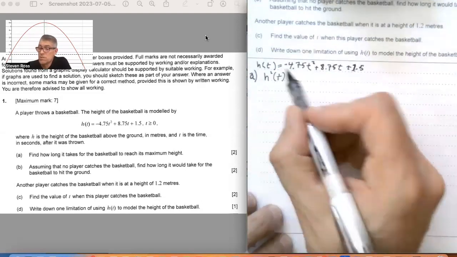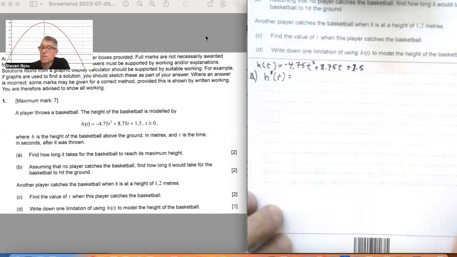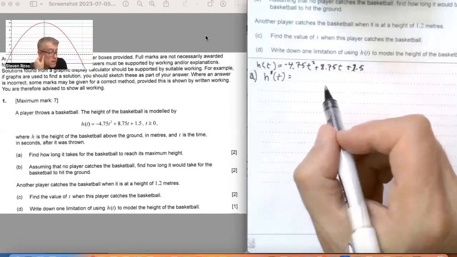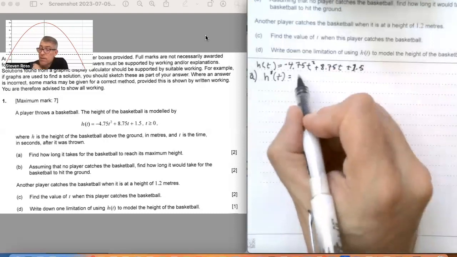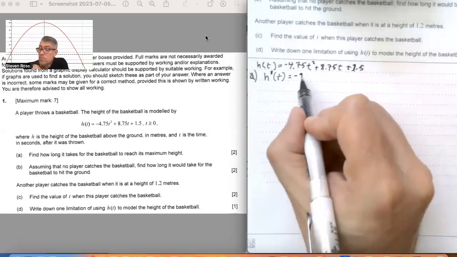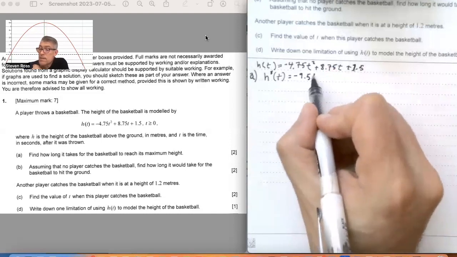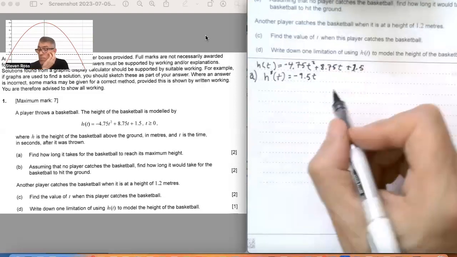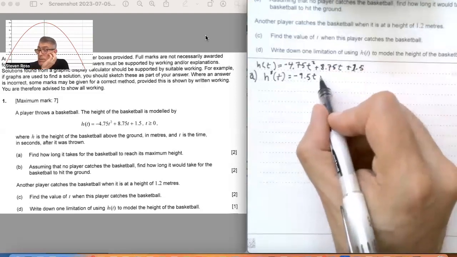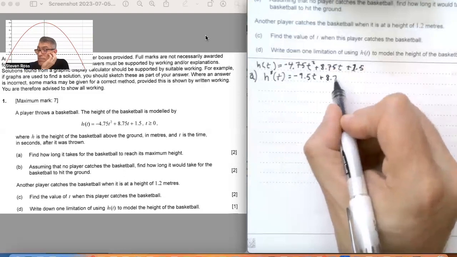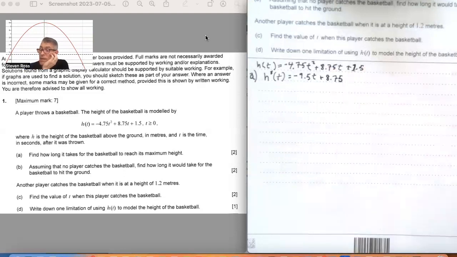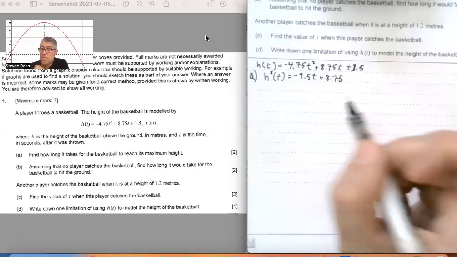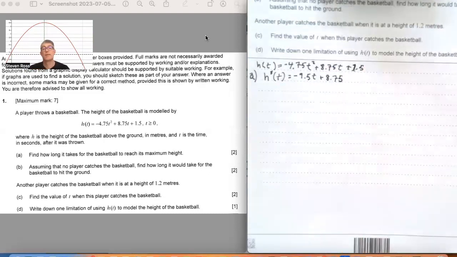So h prime of t is equal to, well, now my derivative, it is negative 9.5 t. 2 times negative 4.75 is negative 9.5 t, and then plus 8.75, and then plus nothing. The 1.5 cancels out. So there's my derivative.